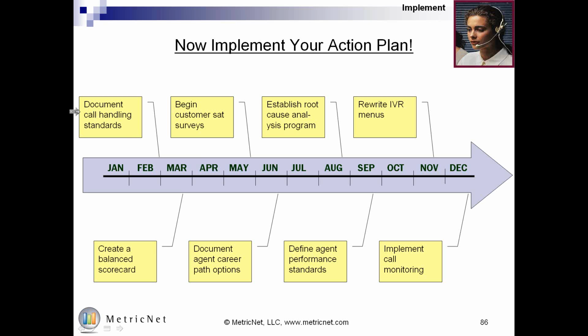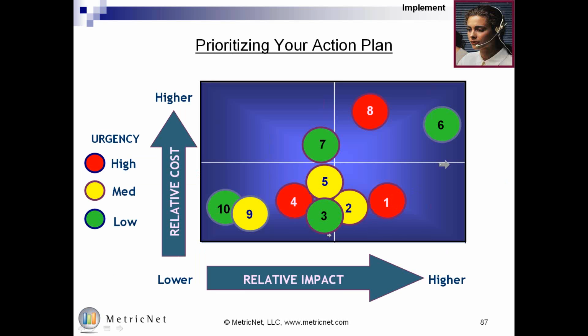They said, we're going to document our call handling standards, implement a balanced scorecard. They weren't surveying their customers, so they started doing that. They created a formal agent career path. They started doing root cause analysis. They put in place agent performance standards. They rewrote their IVR menus, and they started call monitoring using Witness, I think it was. So they started this at the beginning of March, and 10 months later, they had achieved world-class performance.